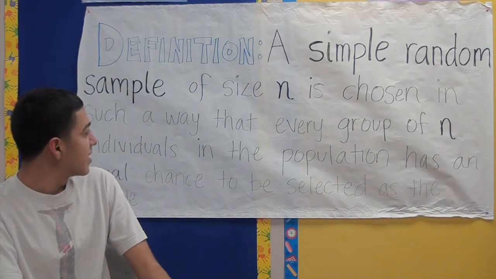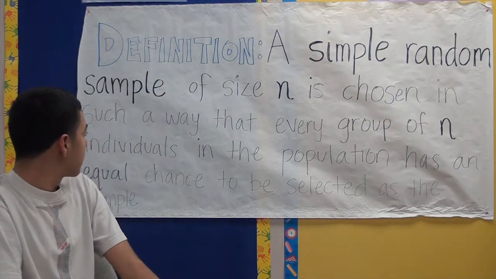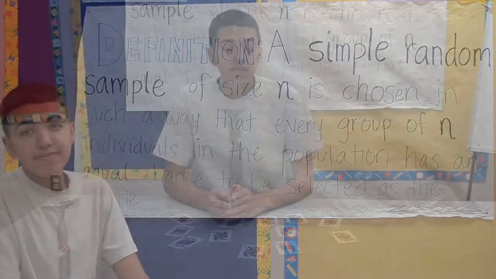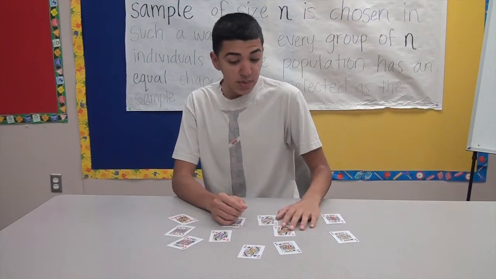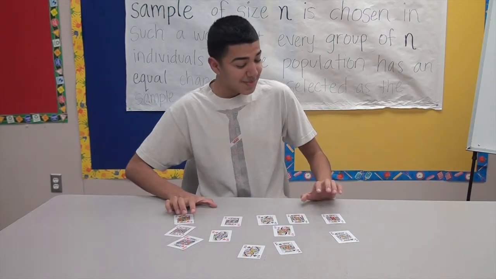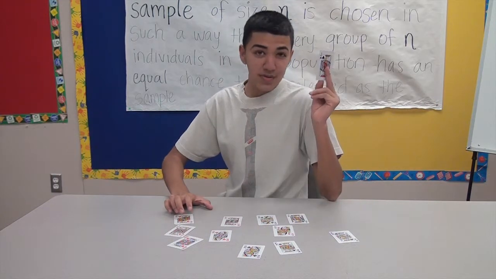A simple random sample of size n is chosen in such a way that every group of n individuals in the population has an equal chance to be selected as the sample. To start a simple random sample in this activity, we will have to randomize these cards. I have 12 cards, and the probability of me selecting this card is 1 out of 12.